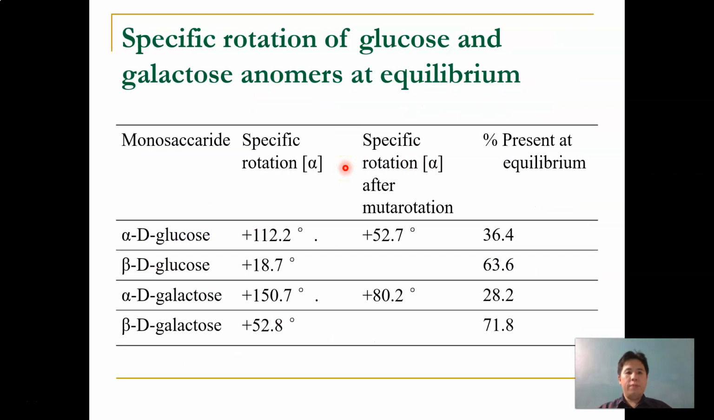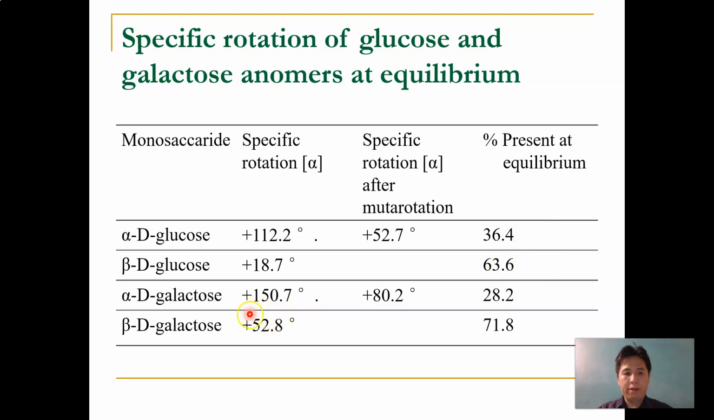Okay, so these are examples of glucose and galactose. Alpha glucose has a specific rotation, and beta glucose has a specific rotation. After equilibrium, it becomes 52.7. So at equilibrium, 36% is alpha, 63.6% is beta.